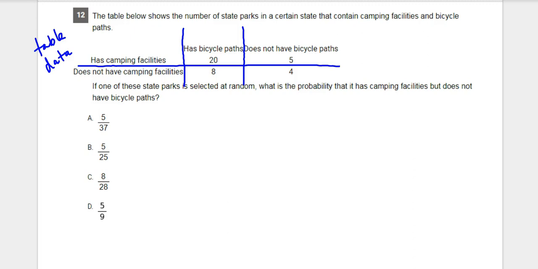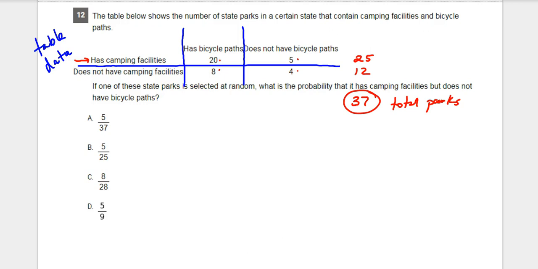You always want to put your totals going horizontal and vertical. So for instance, just focusing on these camping facilities, there are 20 parks that have camping facilities, and then there's 5 more that have camping facilities. So there's a total of 25 that have camping. Do not have camping, you have 8 plus 4. So you have a total of 12 that have no camping. All right, so I went horizontal. Adding these two numbers together, you're going to get 37. So there are 37 total parks. Now, they didn't give you this in the question. You have to come up with that on your own. So that's knowing how these tables work.